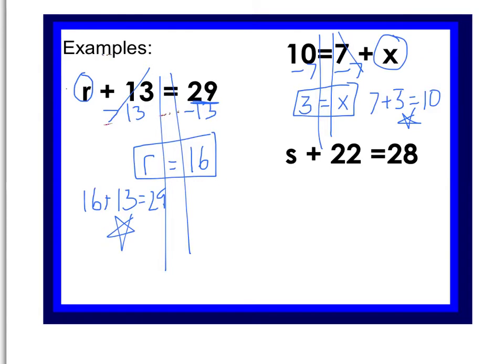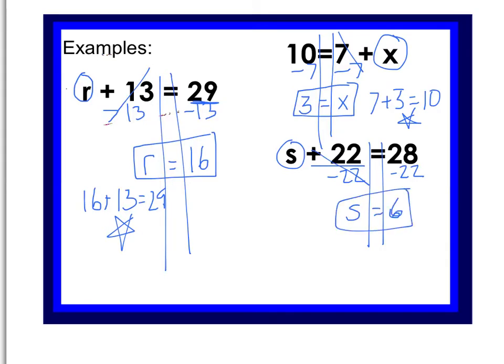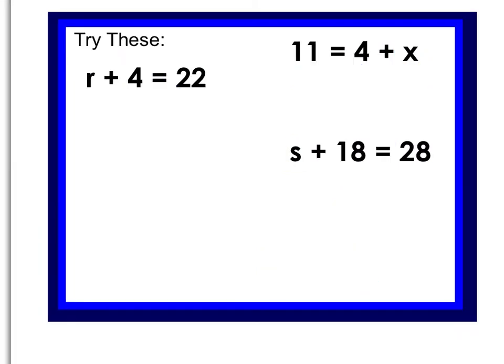The last one. I'm going to do the opposite of plus 22, which is minus 22, to both sides. On the left-hand side, it cancels out, and I have s left over. On the right-hand side, I have 6. I'll check it. 6 plus 22 is 28. Try these problems. Pause the video.